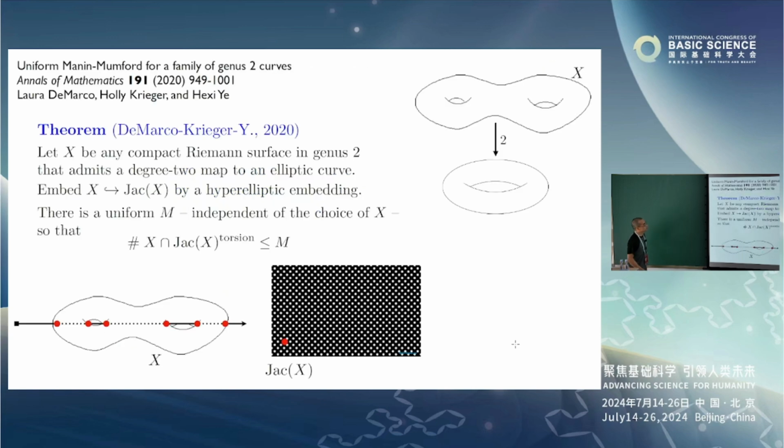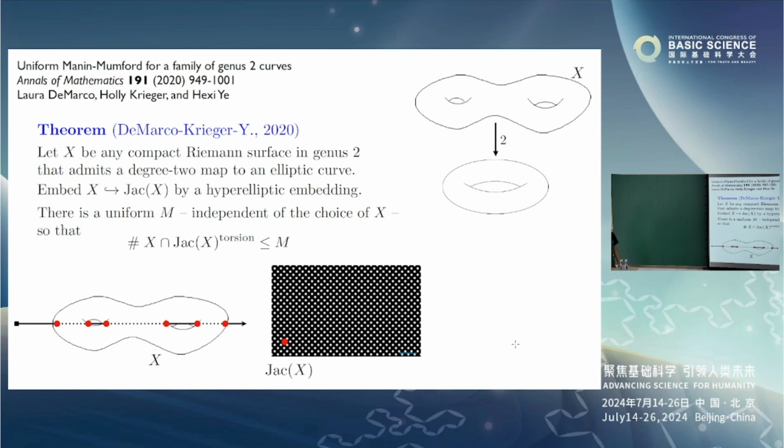Okay, so the main result of our paper is this one. Let X be any compact Riemann surface of genus 2, with a degree 2 map to an elliptic curve. And then we embed this by a hyperelliptic embedding. And there is a uniform M, independent of the choice of X, such that X inside its Jacobian has its torsion points uniformly bounded by M.